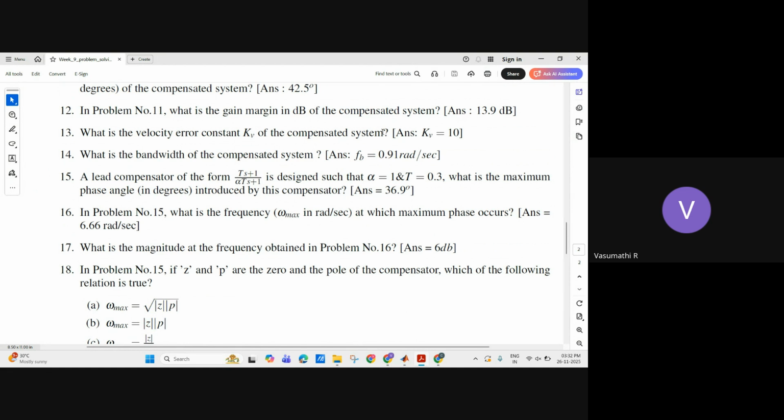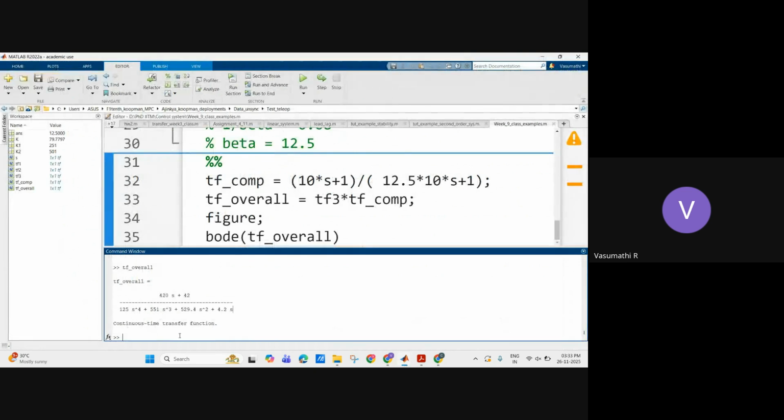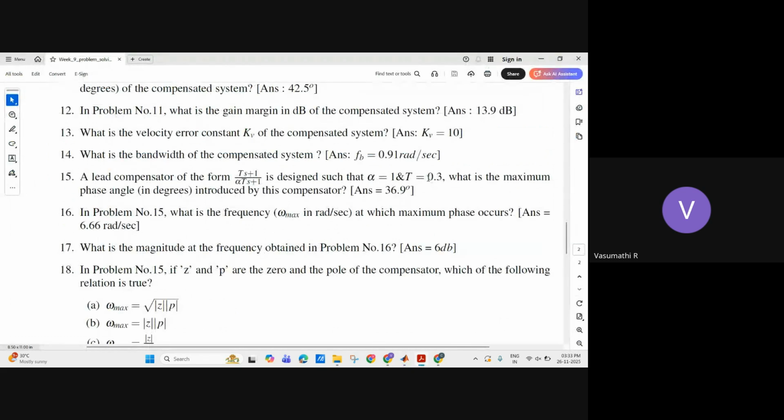Now with this transfer function, you try to find the velocity error constant of the compensated system. How do you do that? Just take one s common out of the denominator, so one constant, 4.2, will be there, above 42 will be there. So one s and one s will get cancelled. Putting the final value theorem, all other terms will go to 0. You will only get 42 by 4.2, which is 10. Your Kv is 10.